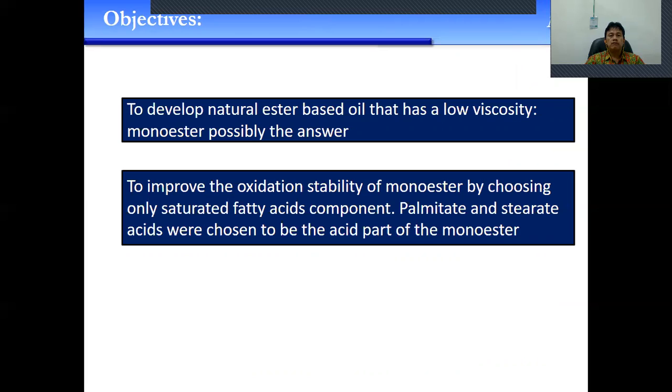The objectives of our investigation are two. The first one is to develop a natural ester-based oil that has a low viscosity, and monoester type is possibly the answer to this objective. The second objective is to improve the oxidation stability of monoester by choosing only saturated fatty acid components. Palmitate and stearate acids are chosen to be the acid part of the monoester to fulfill this requirement.